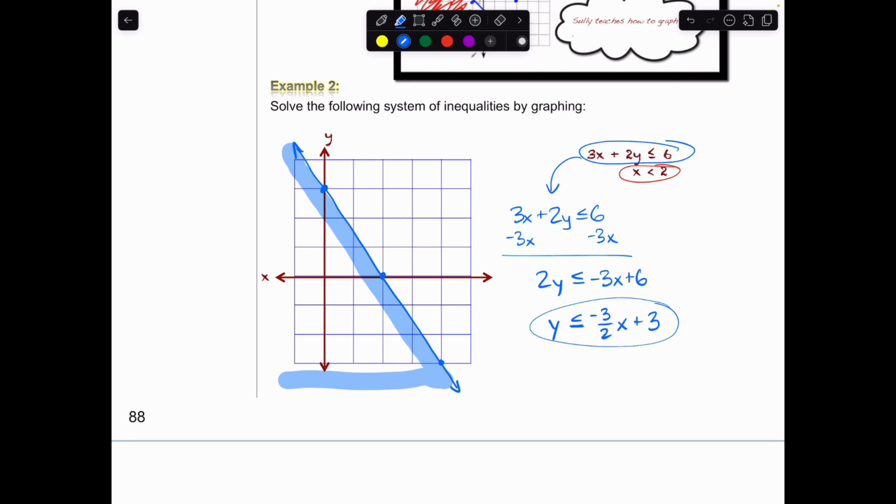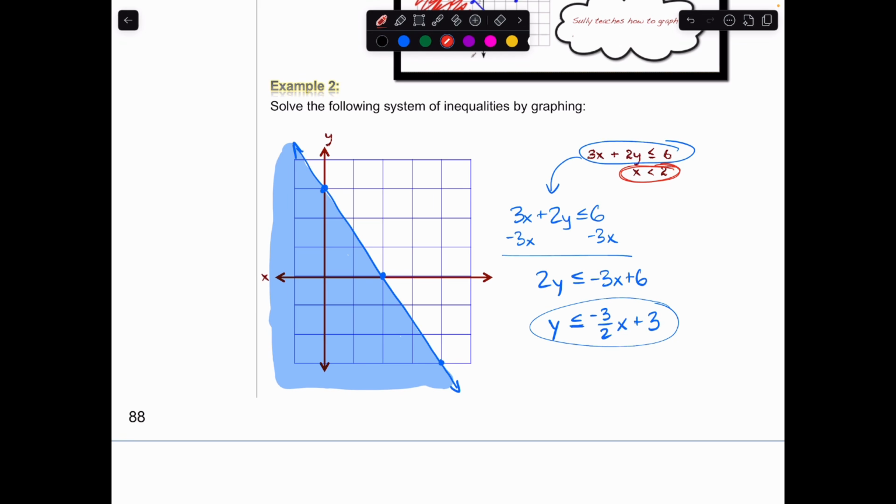So all these points that I'm highlighting are solutions to the first inequality in our system. But there's two inequalities in the system. So now let's go ahead and tackle this second inequality.